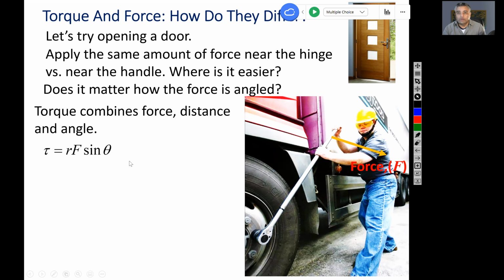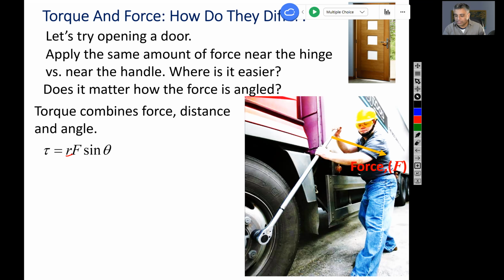Okay, so force, just force. Now torque takes account of force and direction of force. When we are trying to rotate, which way we are applying the force, that direction matters. So it takes account of that as well. And how far, that's R.